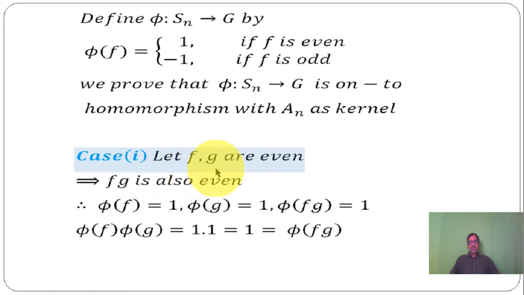Case 1, let f, g be even. So fg is also even. The product of two even permutations is also even. So f is even, by definition phi of f is equal to 1. g is even, phi of g is equal to 1. fg is also even, phi of fg is equal to 1. So now phi of f into phi of g, 1 into 1, is equal to 1, which is equal to phi of fg. So therefore phi is a homomorphism in this case.